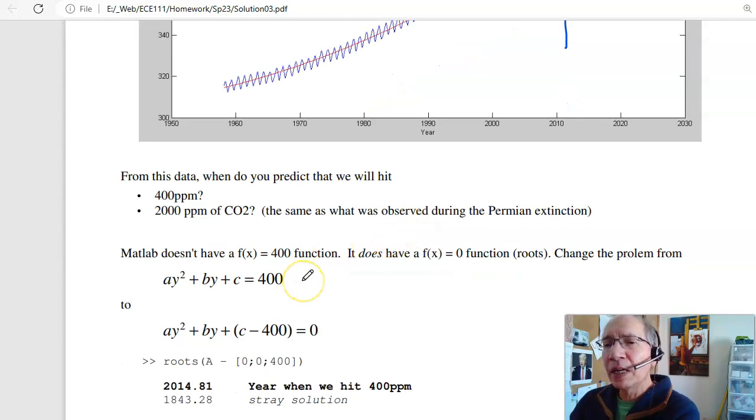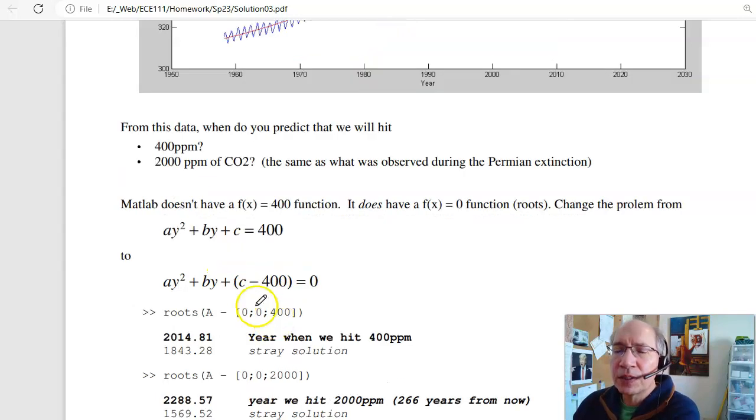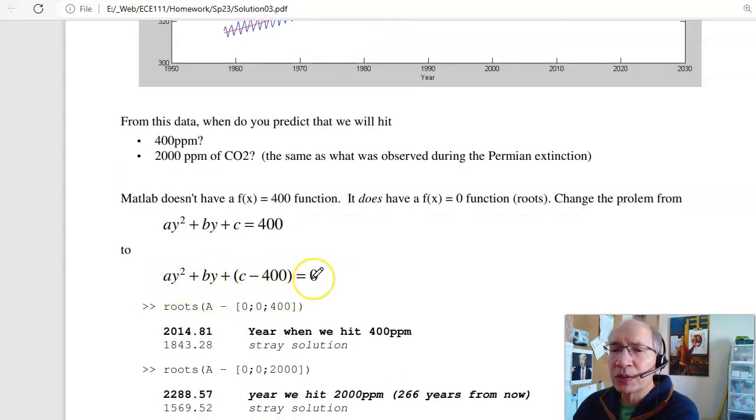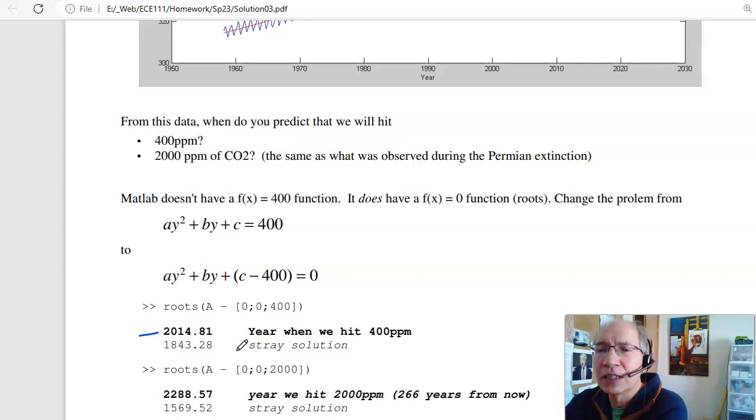In MATLAB, there is no such thing as function equals 400. So what I can do is rewrite this. Bring the 400 left. I want to find the roots of this polynomial equals 0. There is a function for the roots of a polynomial. It's called roots. So change the problem. When is the coefficient of a, minus 0, 0, 400 equal to 0? And you get this root in the year 2014.8 will be at 400 parts per million, which I knew because I have the graph.